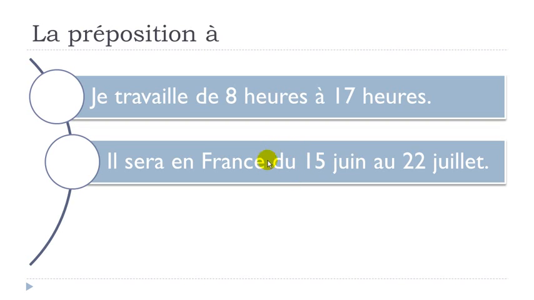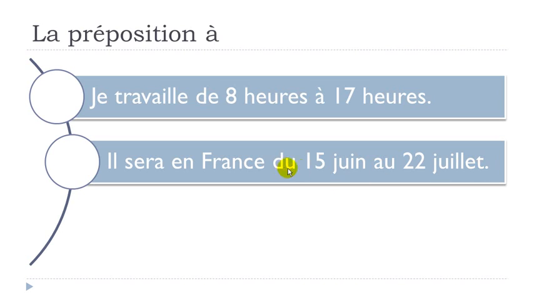So it does mean that normally you should put the article le, le 15 juin, and that's the reason why we've been combining the two, and it becomes du. Okay, we've been seeing that in a previous lesson, so if it's not clear, watch it. Du 15 juin au, same thing here, we've got the preposition à, but then combined with the same article, le, okay, and it will become au 22 juillet.